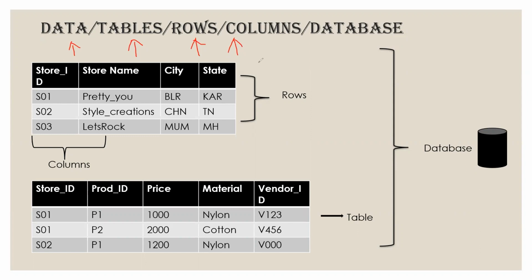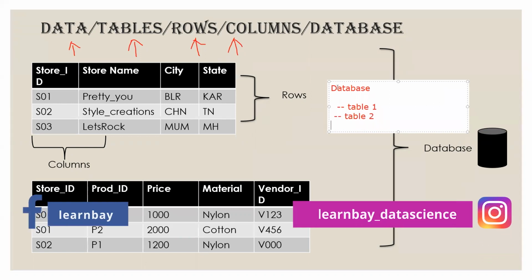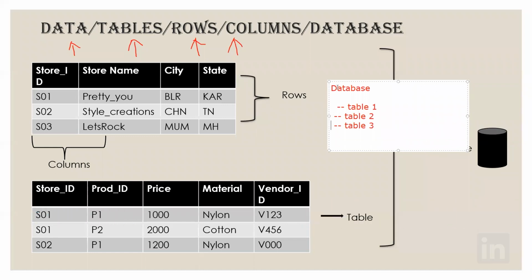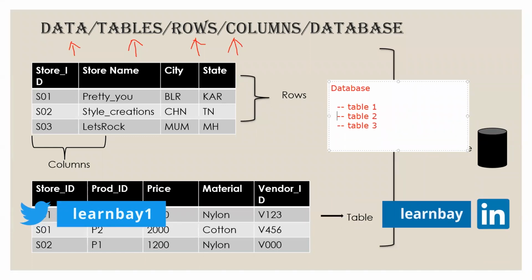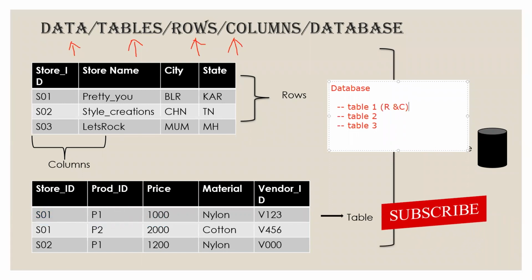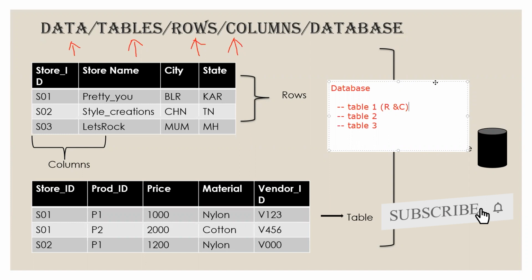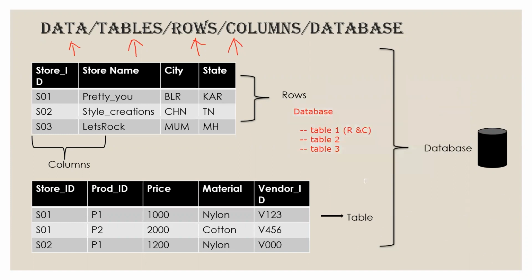So the hierarchy goes like this. Initially, there will be a database under which there will be table 1, table 2, table 3, and so on. And within the tables, you will be having different rows and columns. The sizes depend. Every table will have its own number of rows and columns. Based on that, the data will be stored.